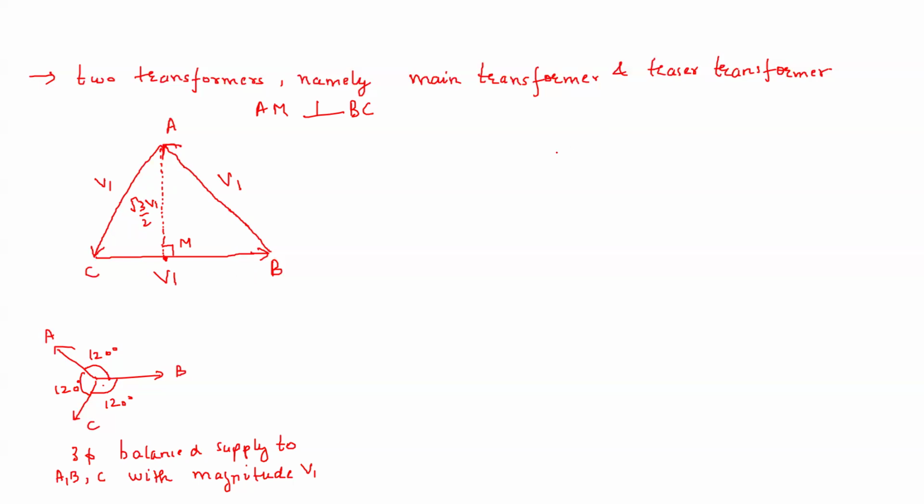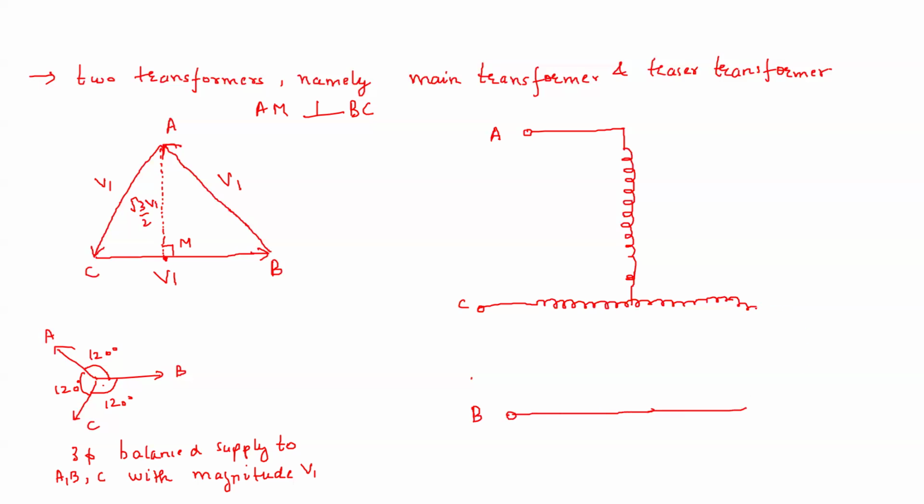So let us make a connection like this so that we can get this kind of phase sequence. Let me draw that. Here this is A, this is C, this is B. Basically, this is the primary winding of one transformer, and this is the primary winding of the second transformer. Now, how about the secondary windings of the transformers?